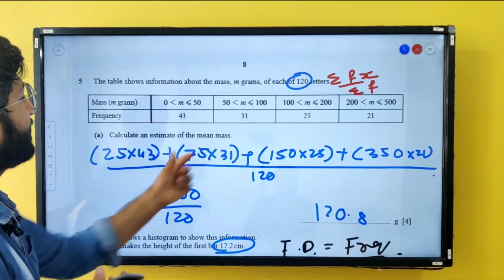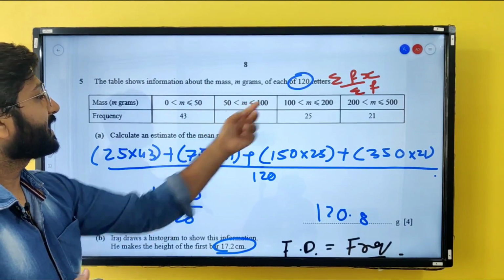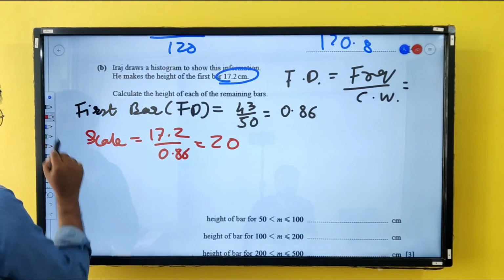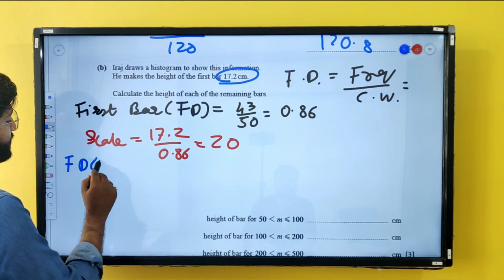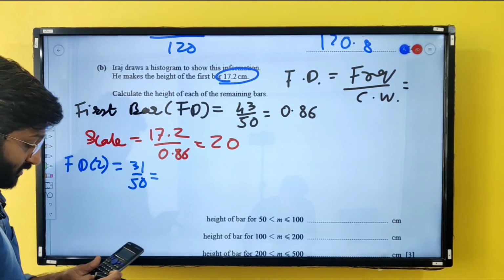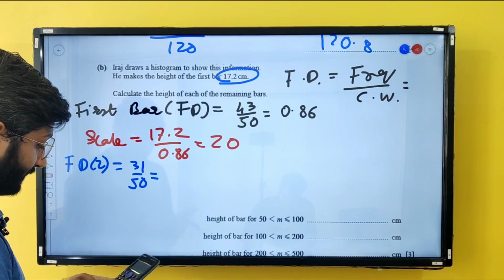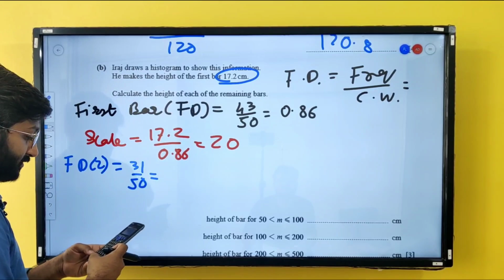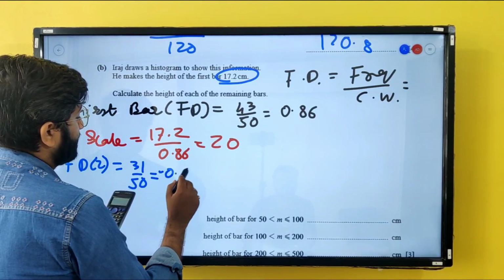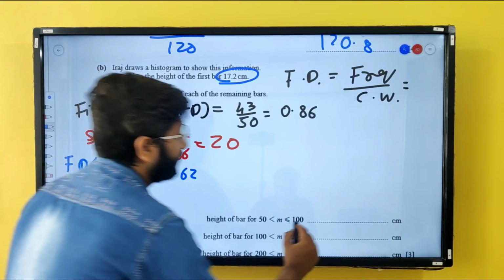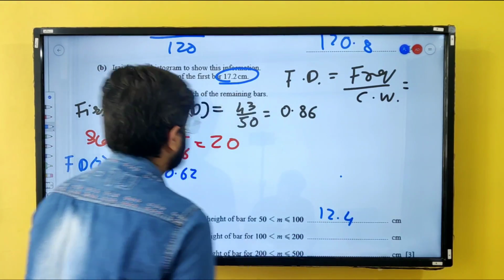So now we have frequency 31, class width is 50. So for the second bar, the frequency density is 31 upon 50, which I think is 0.62, and we are supposed to multiply this with 20. So 12.4 is the height for the second bar.